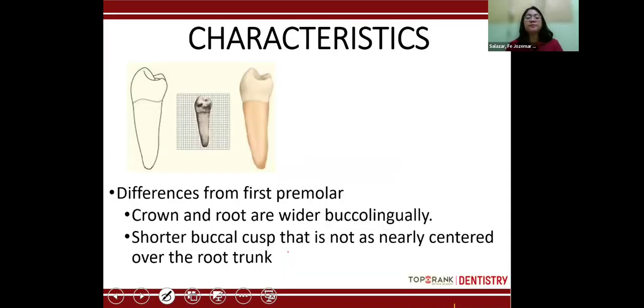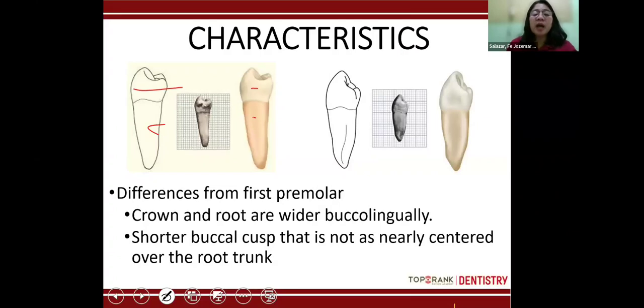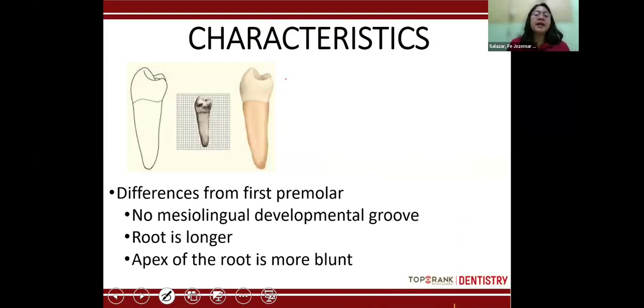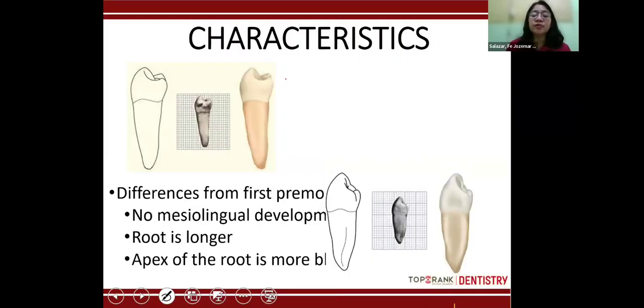So differences from first premolar: crown and root are wider buccolingually. Shorter buccal cusp that is not centered over the root trunk. Ito kasi naka-center yung sa first; ito, hindi na siya nakikita sa center ng root trunk. Lingual lobe development is greater, so you have a more developed lingual cusp and less of the occlusal surface may be seen from the lingual. So no mesiolingual developmental groove.